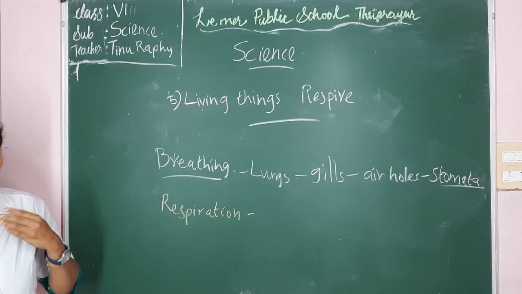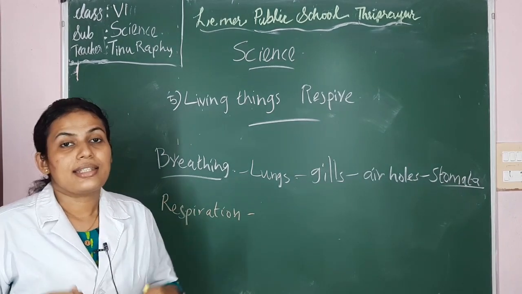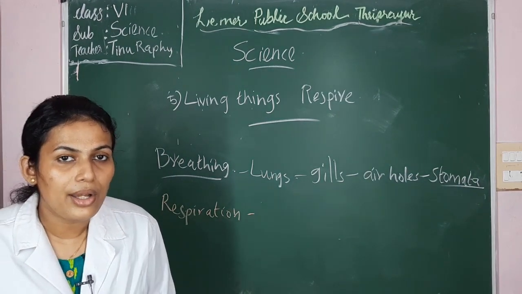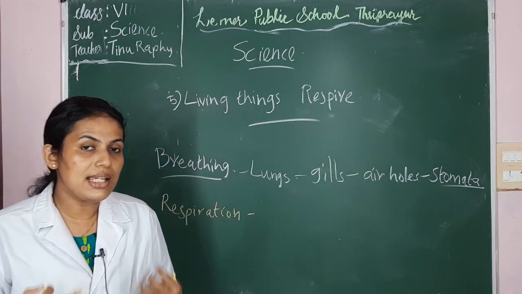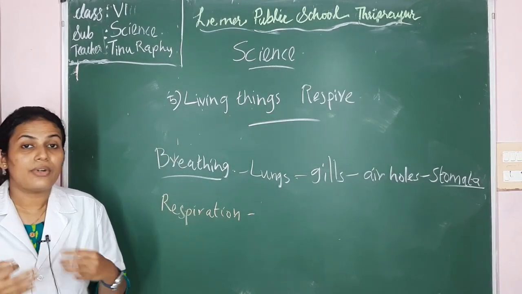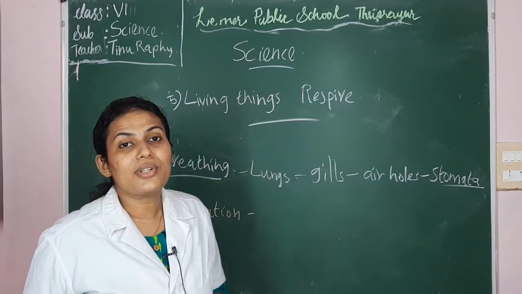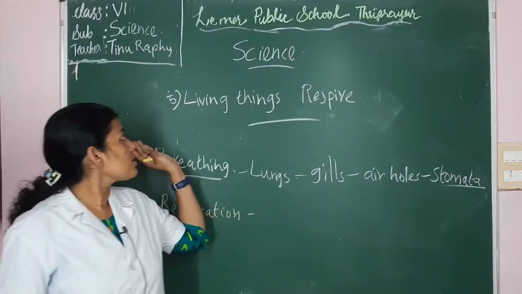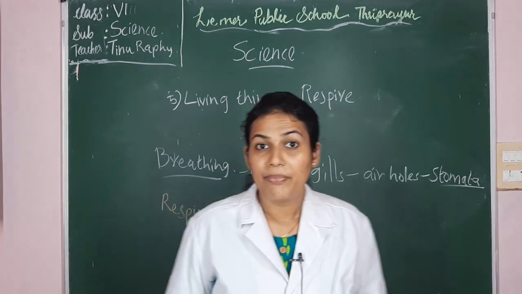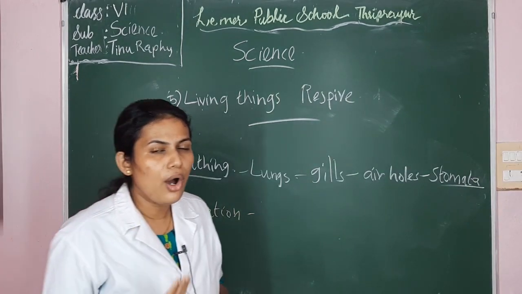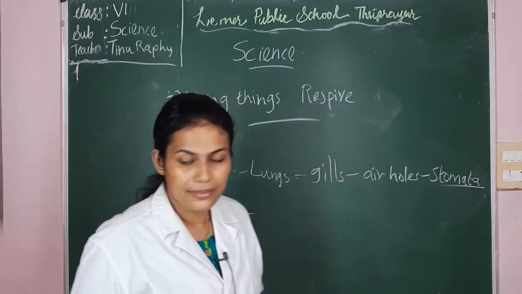Respiration is the intake of oxygen and giving out of carbon dioxide. From where is this carbon dioxide coming? Carbon dioxide is released from the food we eat. So this process is called respiration. So that is the fifth point of living organisms, that is, living things respire. The sixth point is, living organisms excrete.